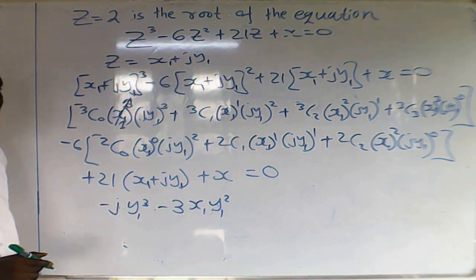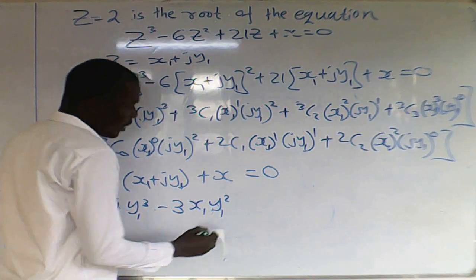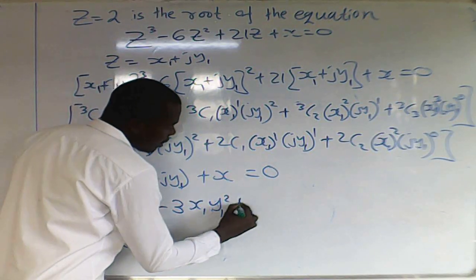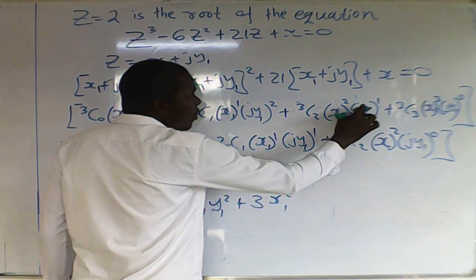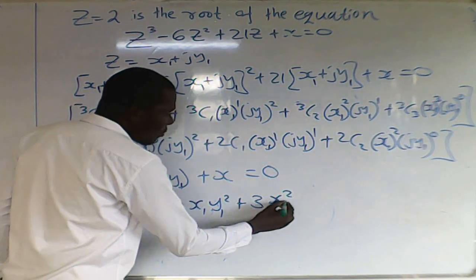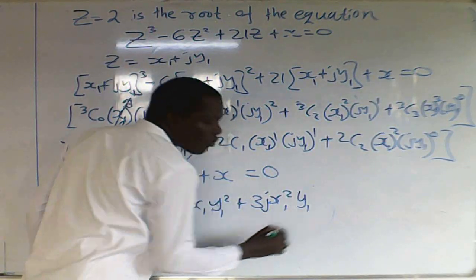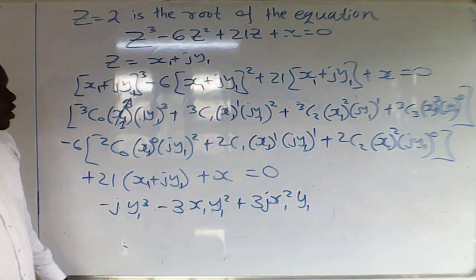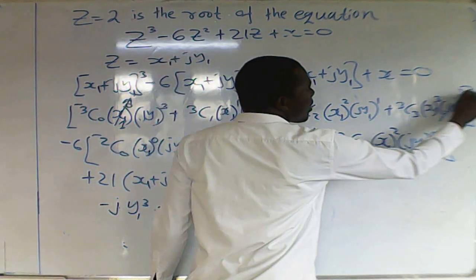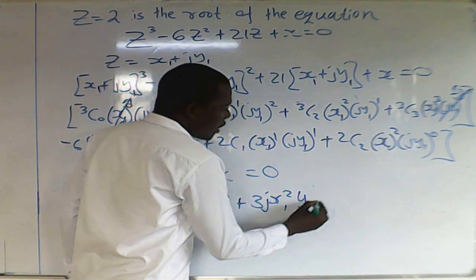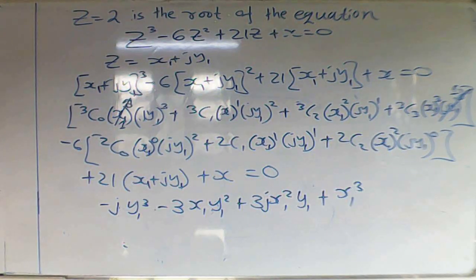Are you seeing? We are simplifying. Then you move. 3 combination 2 is 3, isn't it? Then x1 is raised to power 2, j is raised to power 1, meaning we have j, isn't it? Then y1 is also raised to power 1. We've simplified that, isn't it? Move to the next. 3 combination 3 is 1. Anything raised to power 0 is 1. So what do you remain with there? You remain with plus x1 cube. You're done with that, isn't it?